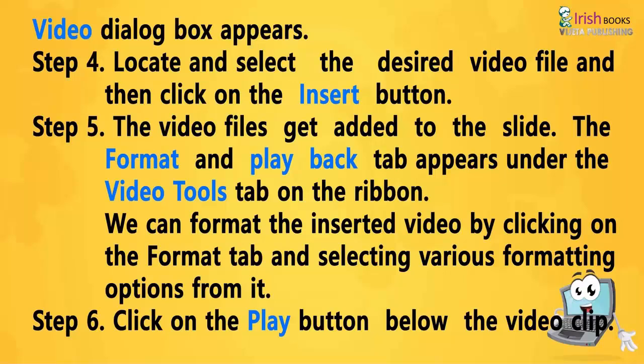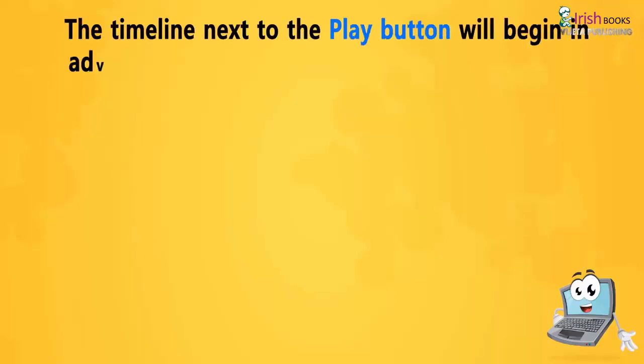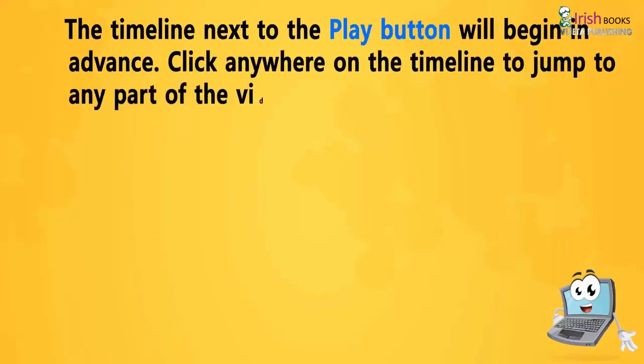Step 6. Click on the Play button below the video clip. The video will start playing. The timeline next to the play button will begin to advance. Click anywhere on the timeline to jump to any part of the video.